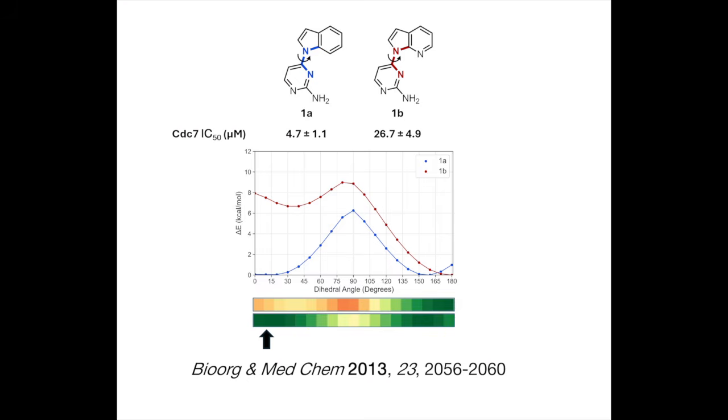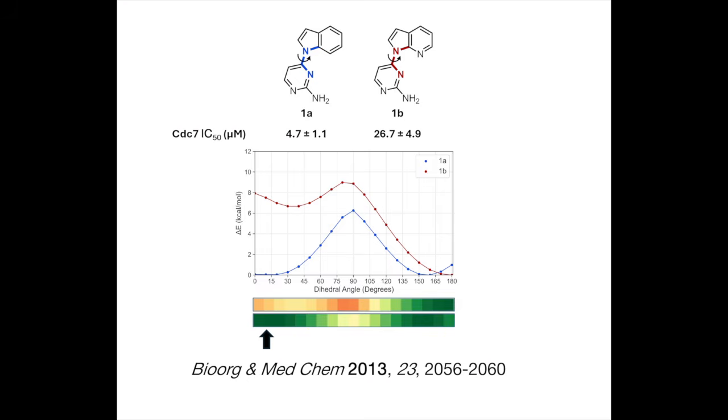In 2013, researchers at Amgen reported a structure-activity relationship study on a series of indole and aza-indole scaffolds as CDC7 kinase inhibitors. Shown here is a torsional energy scan around the highlighted dihedral angles. I reproduced these results using constrained minimization quantum mechanical calculations. These scans help explain the roughly 5-fold increase in potency of compound 1A compared to compound 1B. The preferred syn conformation of the binding pose is indicated by the black arrow.